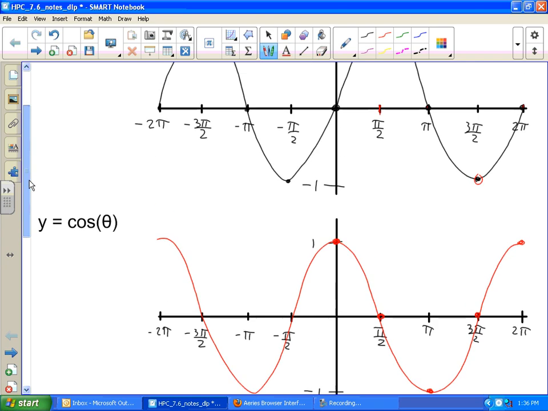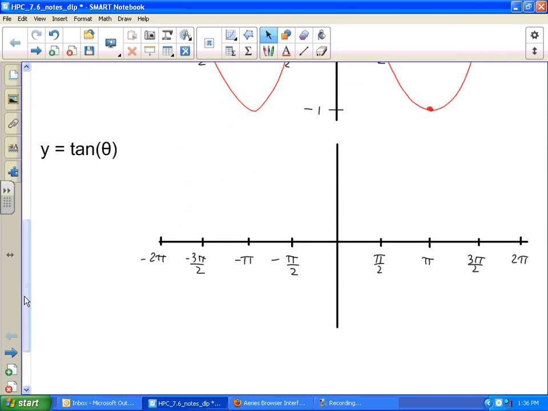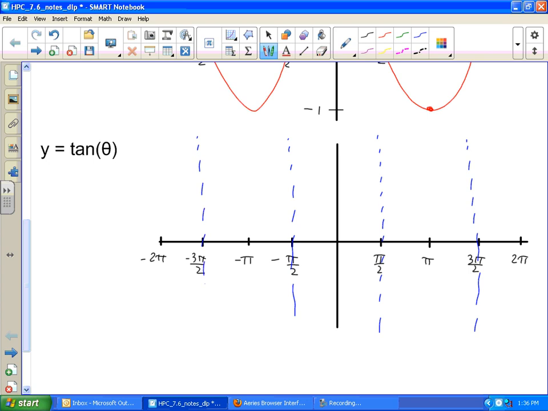And then the tangent is the one we looked at yesterday. So tangent. This is that weird one. So remember there were some places where tangent doesn't exist? You remember what places those were? There you go. So we have pi over 2's and negative pi over 2's and 3 pi over 2's. So every pi over 2 plus another pi. So we have these, what are these guys called? Yeah, they're called asymptotes. So my graph is going to never hit those values.